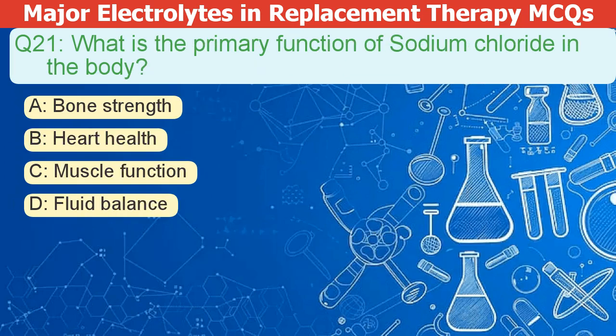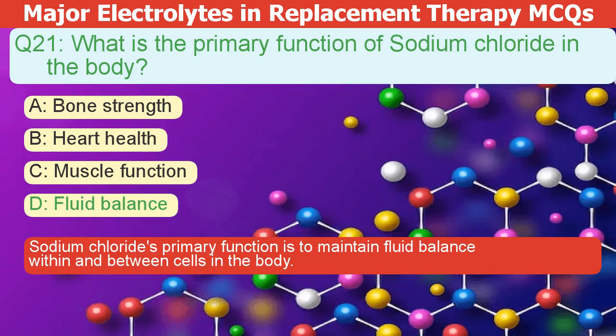What is the primary function of sodium chloride in the body? A. Bone strength. B. Heart health. C. Muscle function. D. Fluid balance. The correct answer is D. Sodium chloride's primary function is to maintain fluid balance within and between cells in the body.